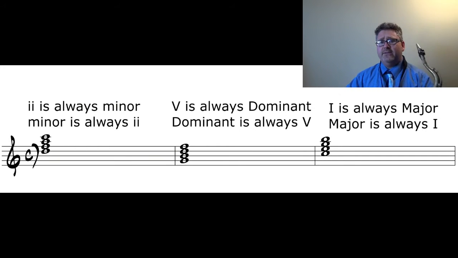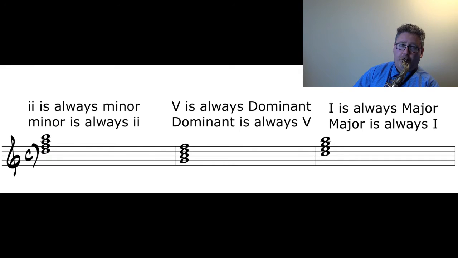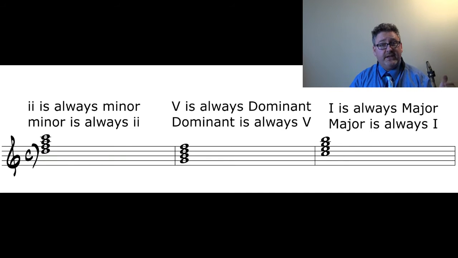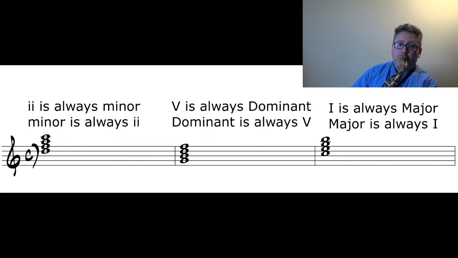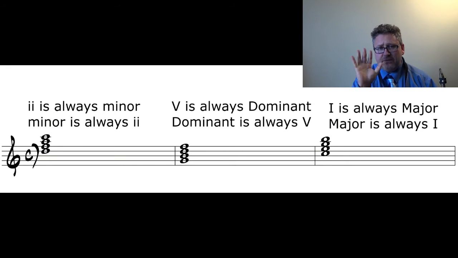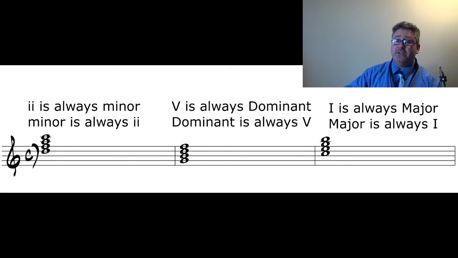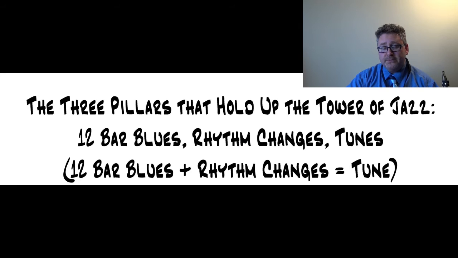Now let's move to the 5, the dominant. Play the dominant up to the 7 that comes from that scale. So you can see the flat 7 is just a function of the major scale. Now let's play the major 1. It's going to be up to the major 7. Ready, go. Okay. 2 is always minor, minor is always 2, 5 is always dominant, dominant is always 5, 1 is always major, major is always 1. For our purposes at the beginning here, that's the rules.